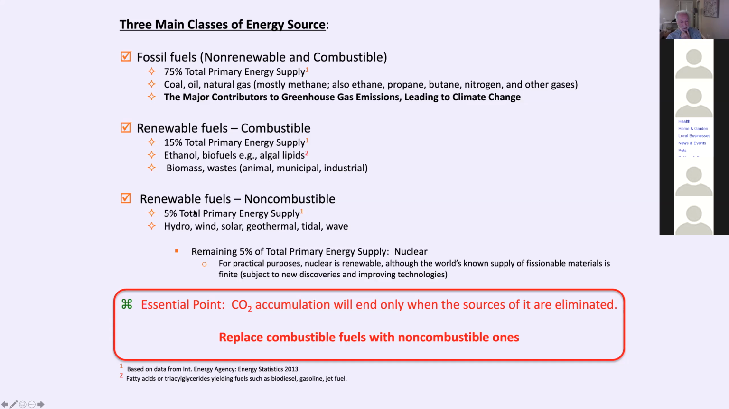Only a small amount of worldwide energy consumption comes from non-combustible sources: wind, water, geothermal, tidal, and so on. The essential point here is that carbon dioxide accumulation will end or slow down only when the sources of it are reduced or eliminated. So the goal then is to replace combustible fuels with non-combustible ones.